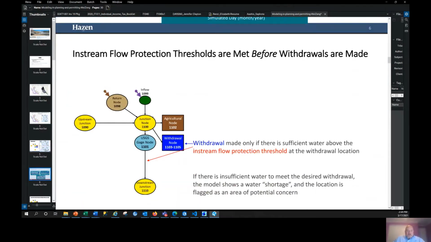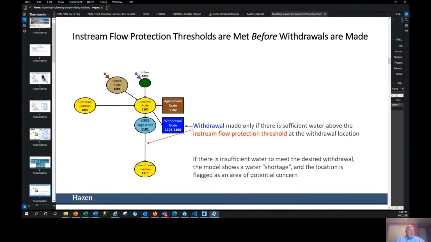One important difference between the prior approach and the new approach is how withdrawals and in-stream flow protections are treated. In the prior model, withdrawals were given precedence. A demand was modeled to be satisfied even if the resulting stream flow would fall below protection thresholds. This was necessary because water uses were modeled in aggregate at planning nodes, making it impossible to compare individual demands and flow limits.